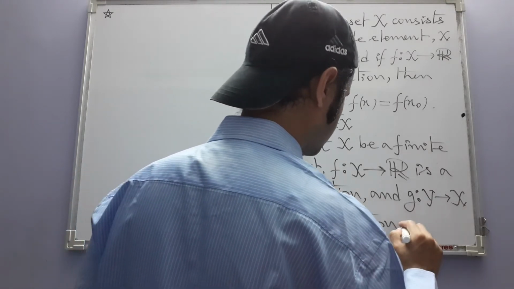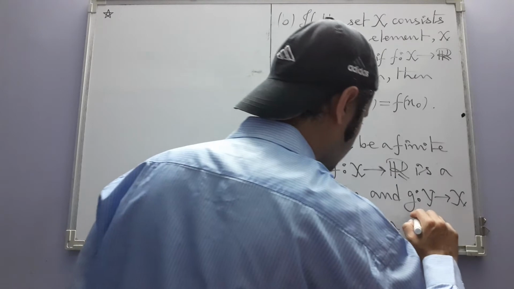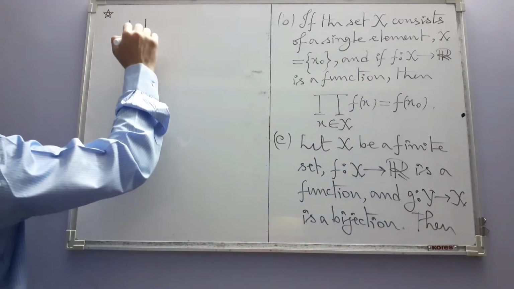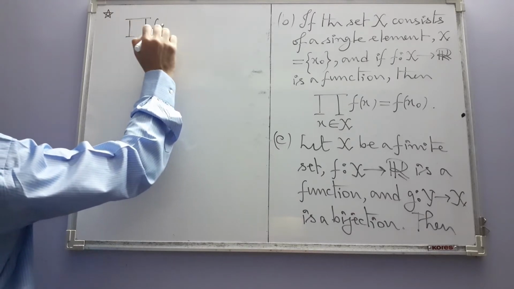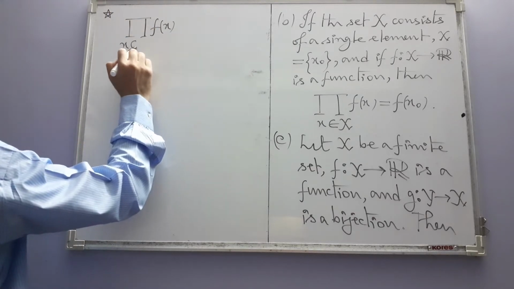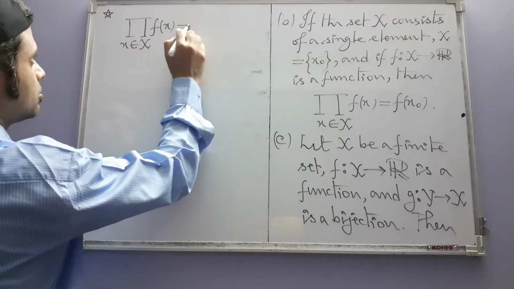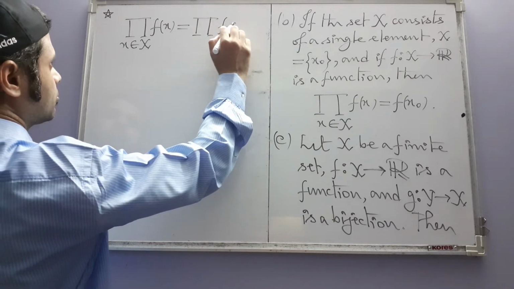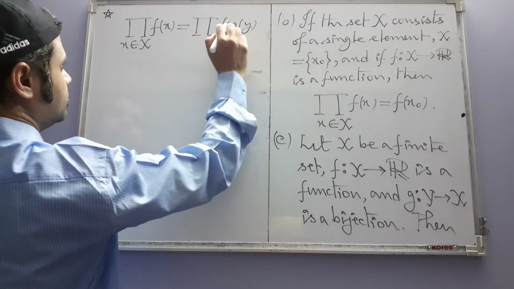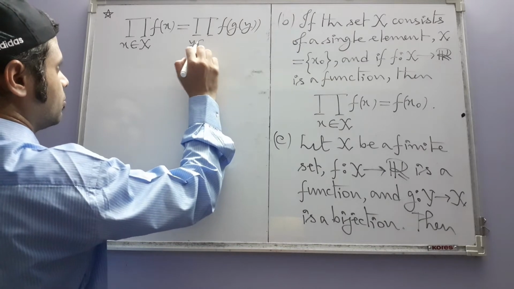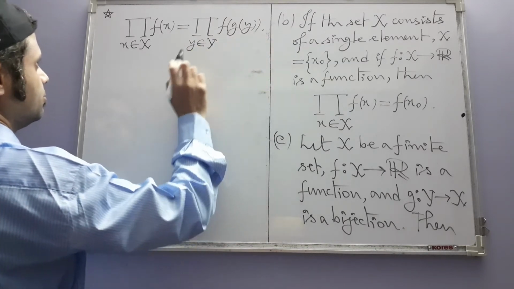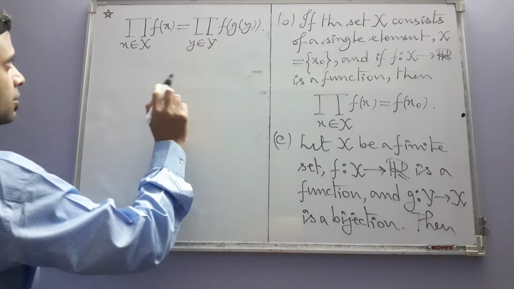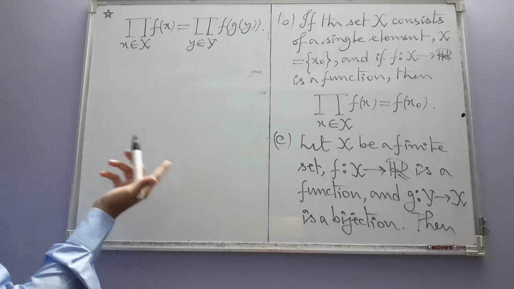Then this product is equal to another such product, f of g of y, where y varies over Y. So here also it's just like that corresponding result for sums, only difference is that we have product here and there we have sum.